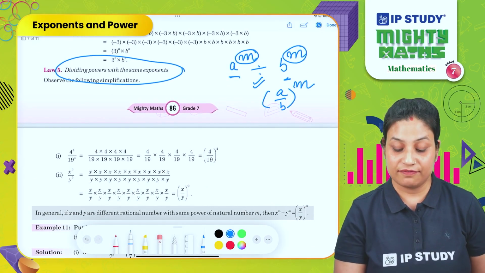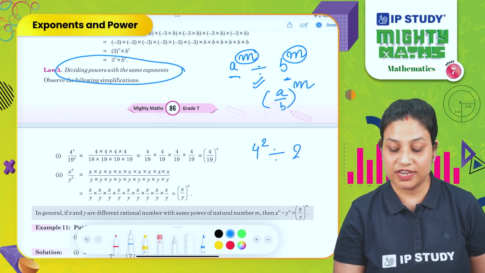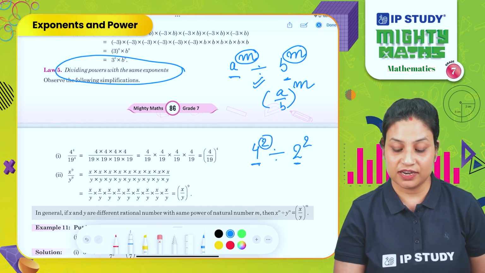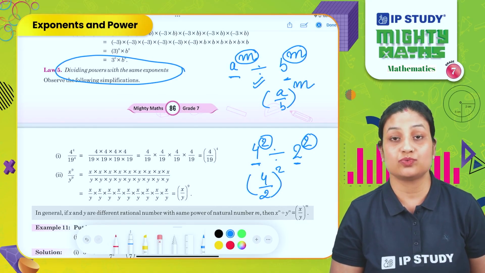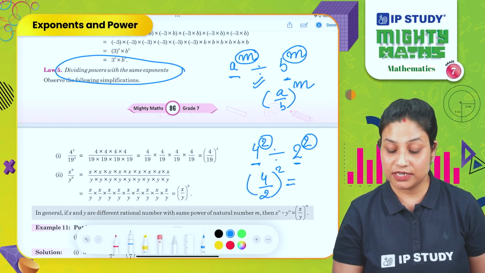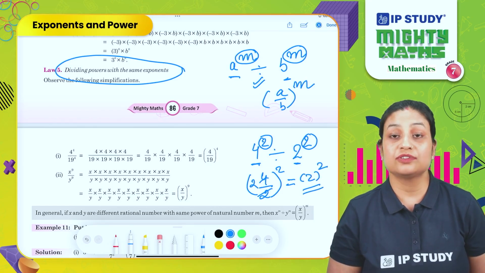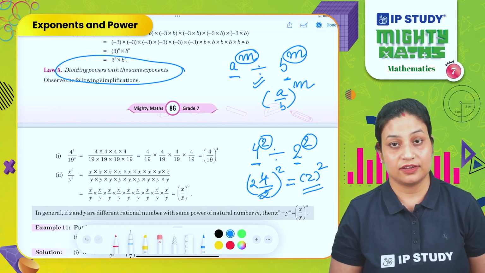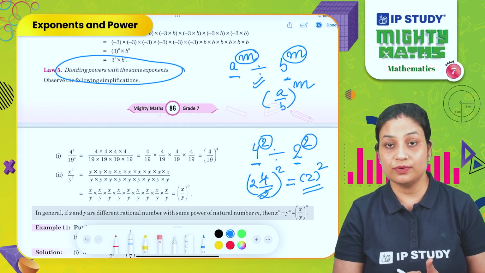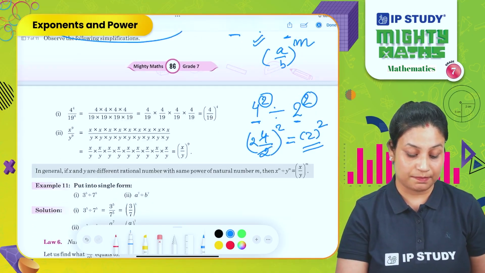Suppose I have 4 raised to the power of 2 divided by 2 raised to the power of 2. Here the bases are different but the exponents are the same, right? So I will write 4 divided by 2 and keep the exponent as it is, that is 2. When you divide, you reduce it and you will get 2 raised to the power of 2. So students, this is my required result. I hope this law is also clear to you. Now let's move on to the next concept.